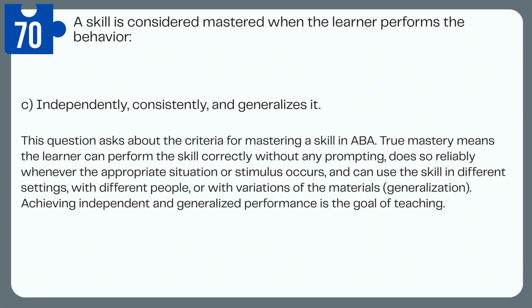Answer: C. Independently, consistently, and generalizes it. This question asks about the criteria for mastering a skill in ABA. True mastery means the learner can perform the skill correctly without any prompting, does so reliably whenever the appropriate situation or stimulus occurs, and can use the skill in different settings, with different people, or with variations of the materials. Generalization. Achieving independent and generalized performance is the goal of teaching.